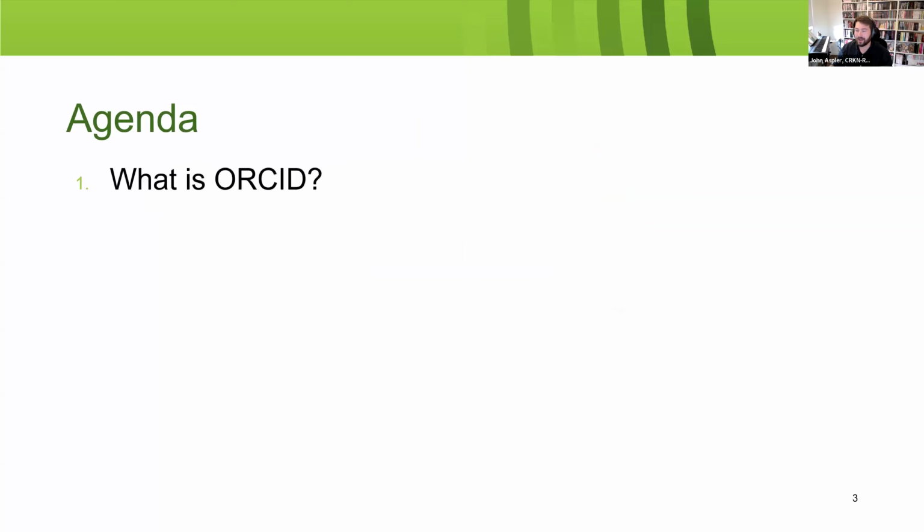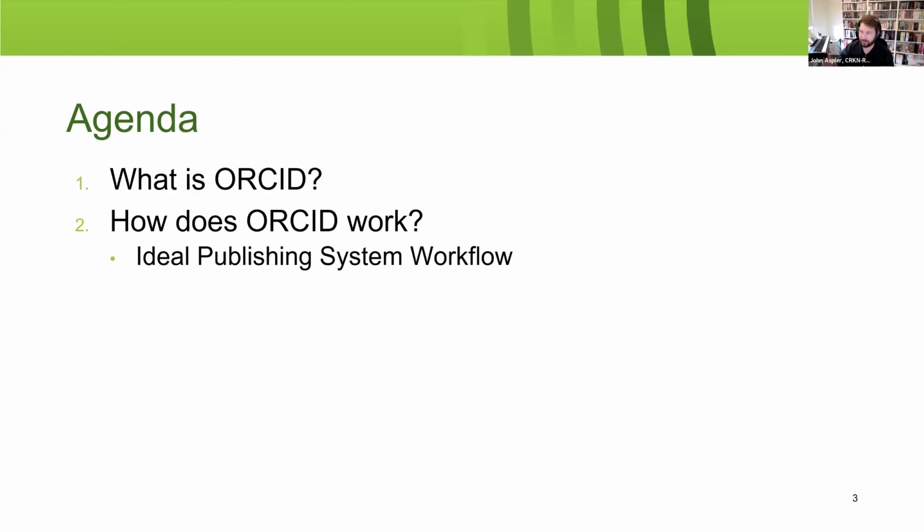So I have three broad areas I want to speak to today. I do kind of want to get us all on the same page. I'm sure you all know what ORCID is, but I just want to frame what ORCID is just a little bit. I want to talk a little bit more technically then about how ORCID works, talking about typical workflows with ORCID in any kind of system, but then narrowing it down to the ideal publishing system workflow, and then ultimately focusing on ORCID for OJS with a bit of an emphasis on the Canadian context of that work.